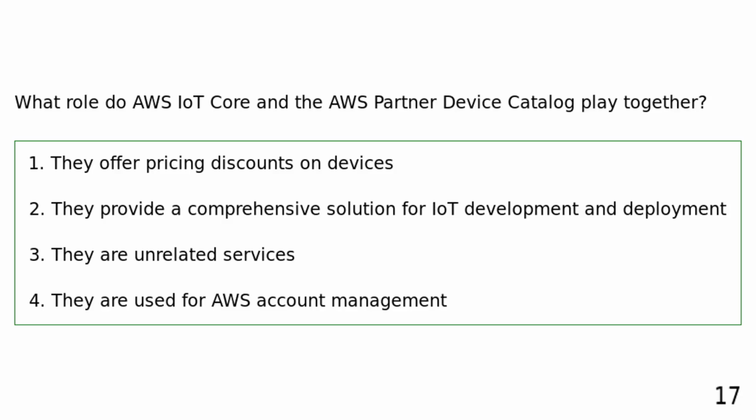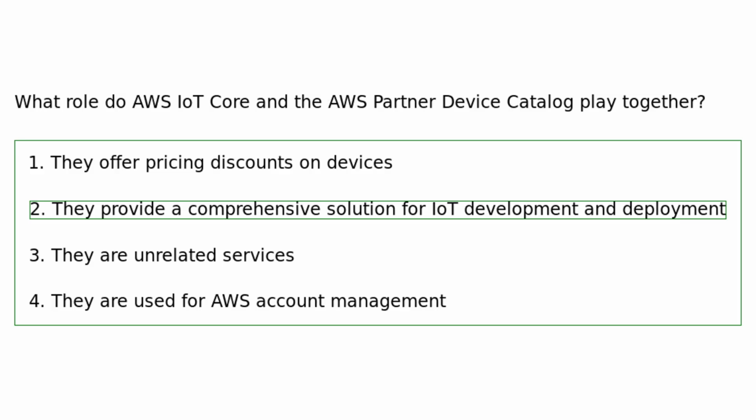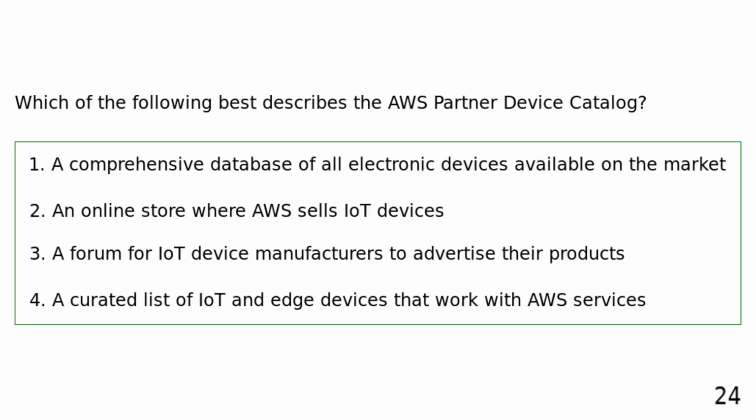They offer pricing discounts on devices. They provide a comprehensive solution for IoT development and deployment. They are unrelated services. They are used for AWS account management. Together, AWS IoT Core and the AWS Partner Device Catalog provide a comprehensive solution for IoT development and deployment, ensuring compatibility and ease of use. Which of the following best describes the AWS Partner Device Catalog?